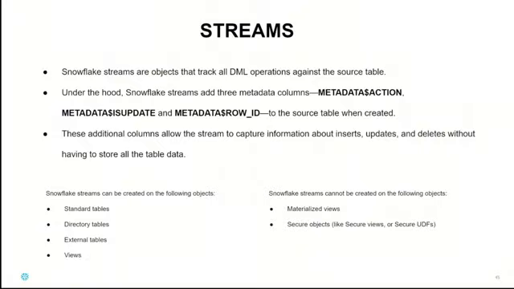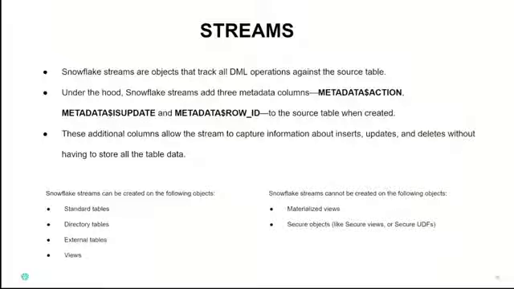Under the hood, Snowflake streams add three new columns, which are nothing but metadata columns called metadata action, metadata is update, and metadata row ID, to the source table whenever we create a stream on top of that particular source table. These additional columns allow the stream to capture information about any inserts, updates, or deletes without having to store all the table data inside the stream.